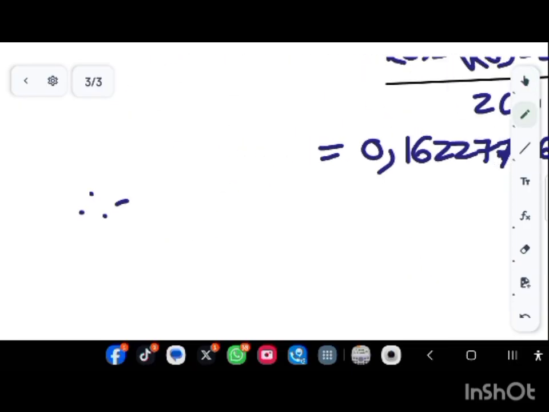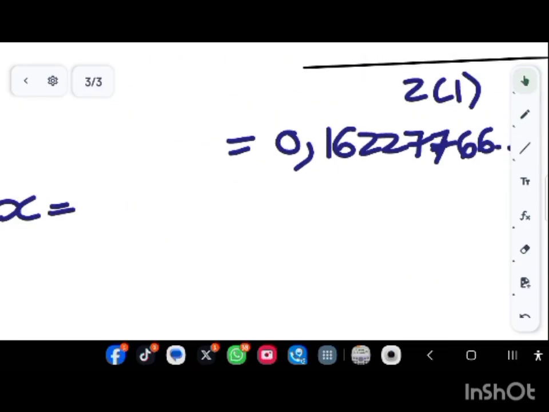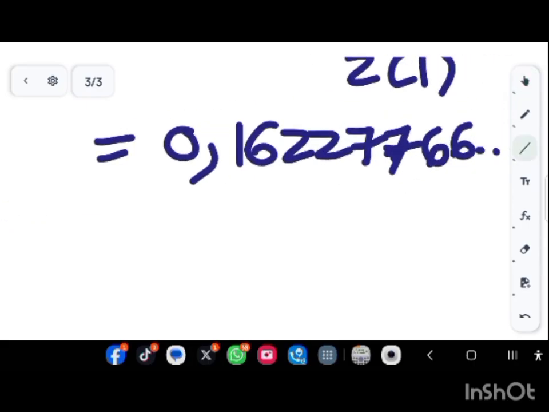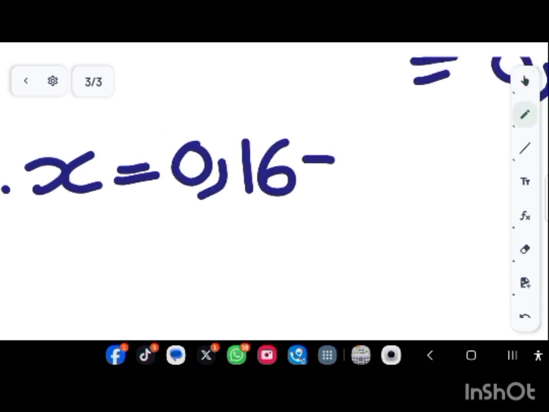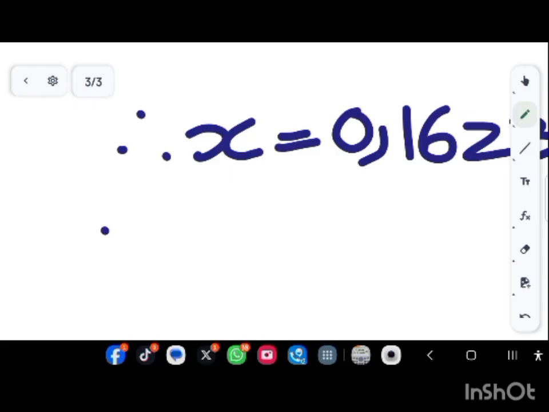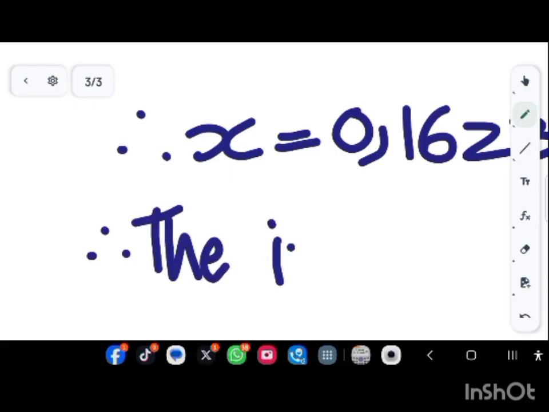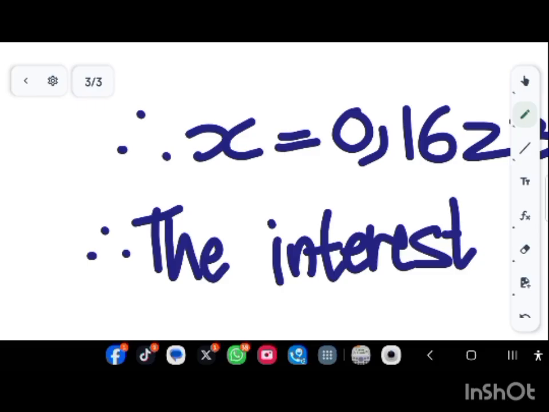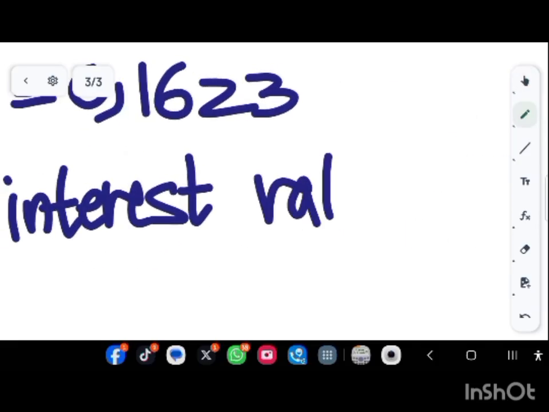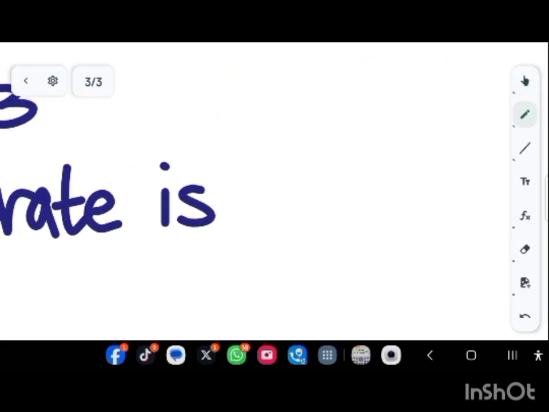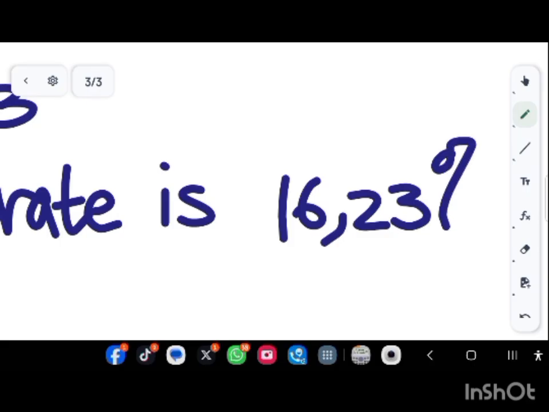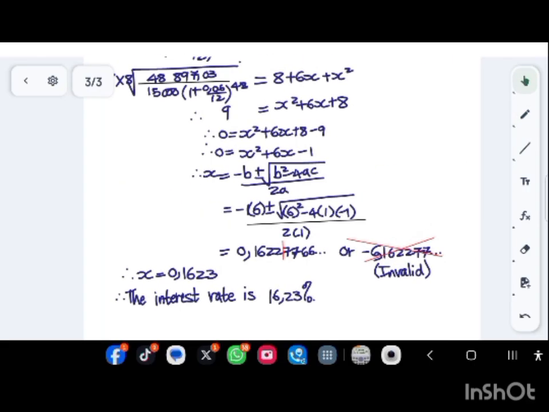Therefore x equals to, round this off correct to 4 decimals. So you chop at number 4 and look at what happens after digit number 4. So we round it off to 0,1623, meaning that therefore the interest rate is 16.23%. That is the interest rate that got them that final answer.